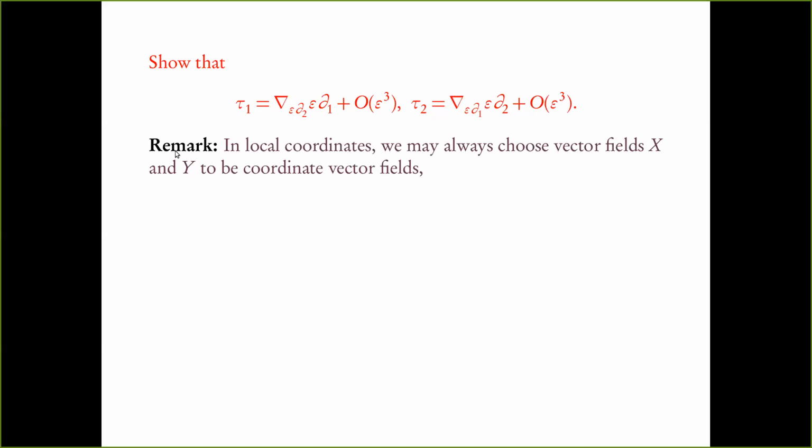All right. So a remark is that you can always choose vector fields x and y to be coordinate vector fields to do local calculations, in which case the Lie bracket always vanishes.